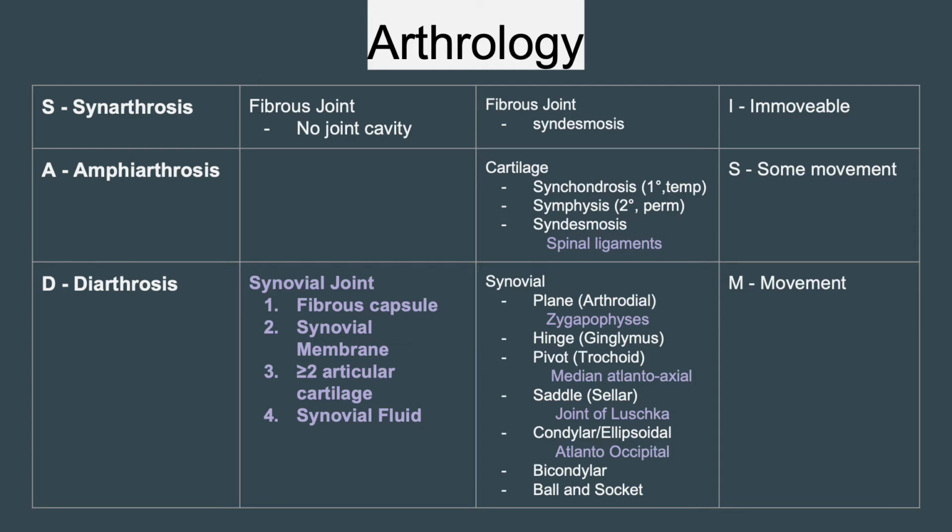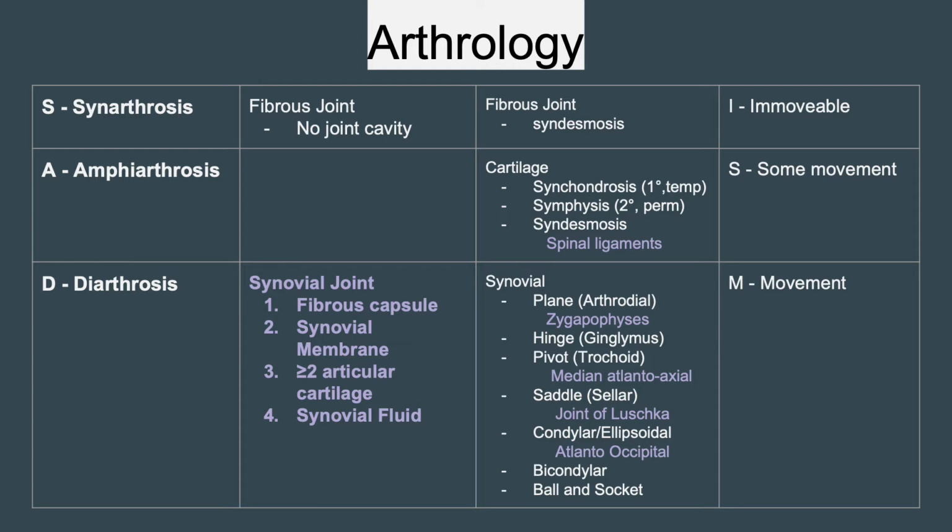Moving into the freely mobile joints, you've got your diarthrosis. So those are your synovial joints. A typical fill-in-the-blank question is to list out the 4 features that make up a synovial joint. So that's going to be your fibrous capsule, your synovial membrane, your minimum of 2 articular cartilages, as well as synovial fluid. So those are the 4 things that are required for any true synovial joint.